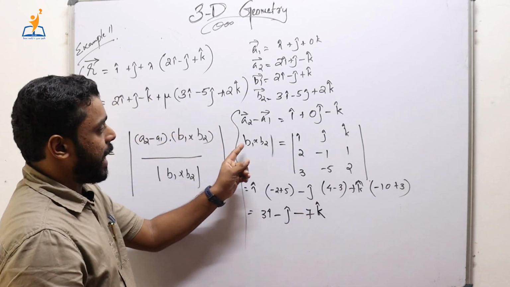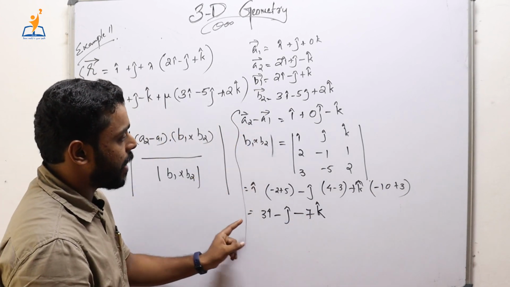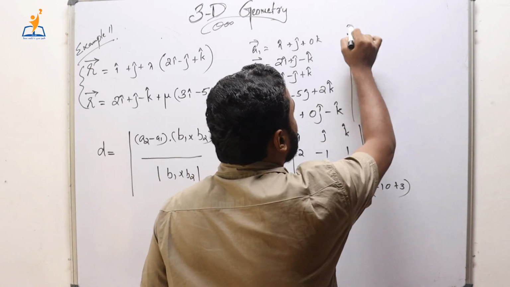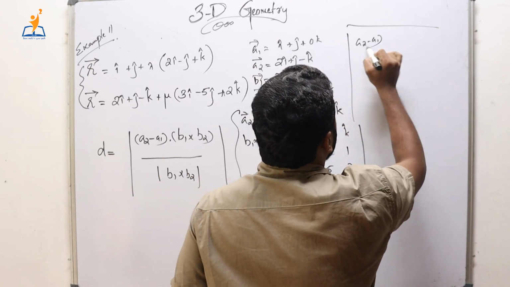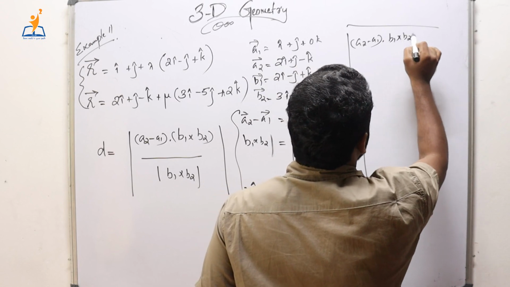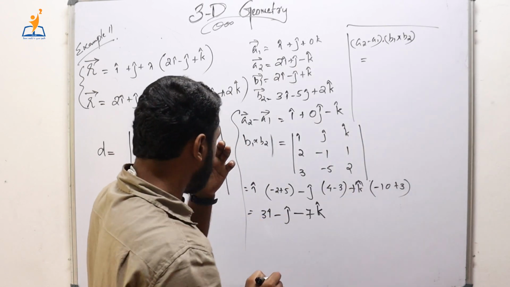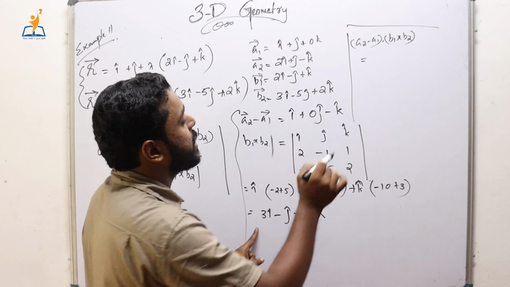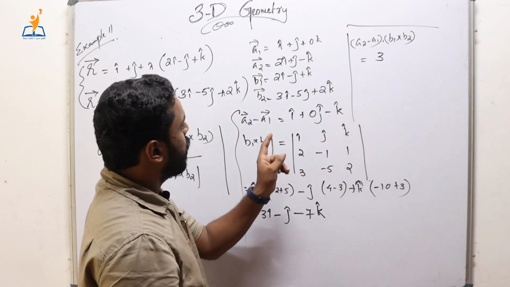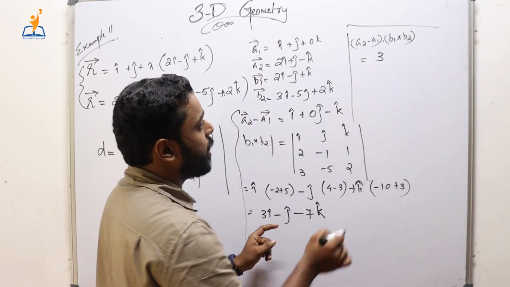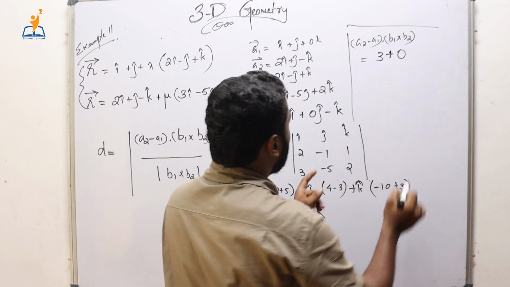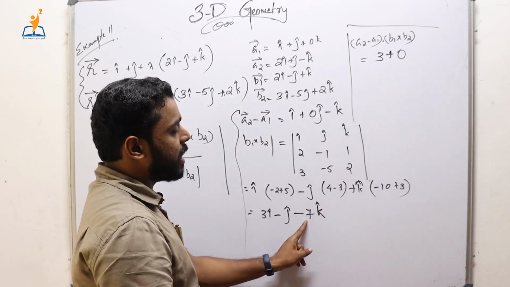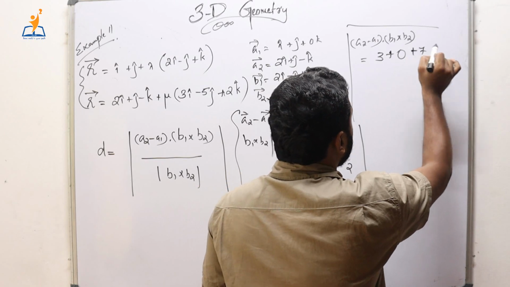Now A2 minus A1 dot B1 cross B2 is nothing but 1 into 3, which is equal to 3. 0 into minus 1 is equal to plus 0. Minus 1 into minus 7 is equal to plus 7, isn't it?